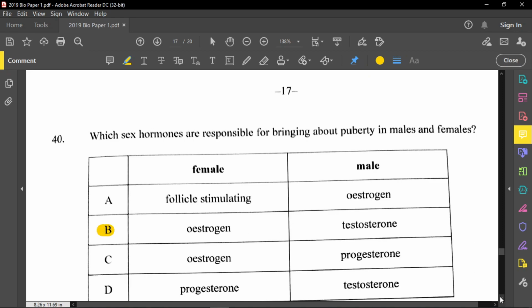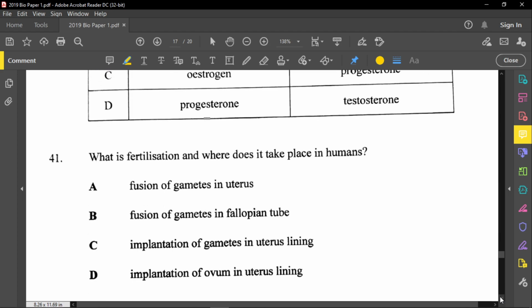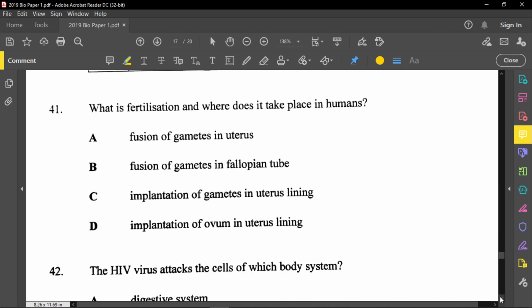All right. Number 41, it said what is fertilization and where does it take place in humans? So fertilization is when the egg and the sperm cell fuse, and this takes place in the fallopian tube. So it's a combination of gametes or sex cells, sperm and egg, and it takes place in the fallopian tube. So looking through, option B is our answer here for question number 41.